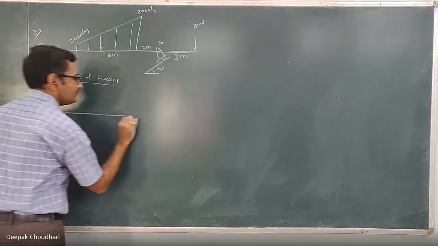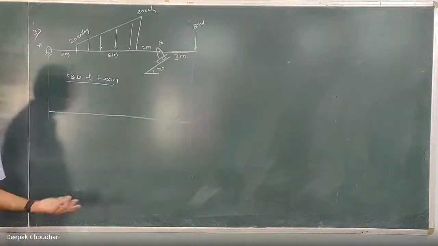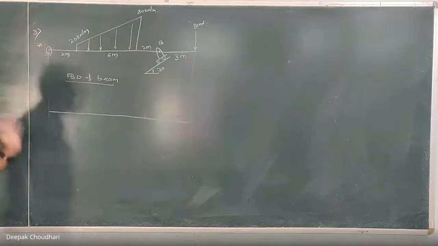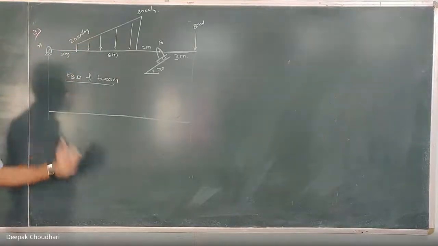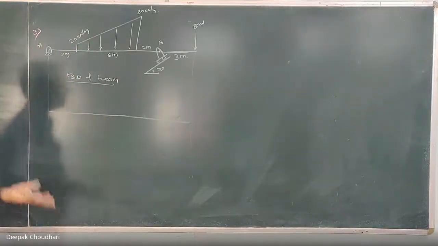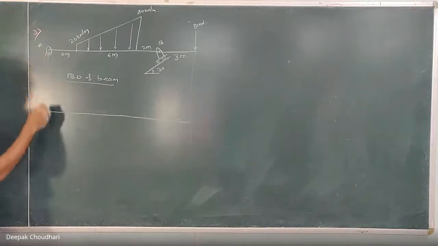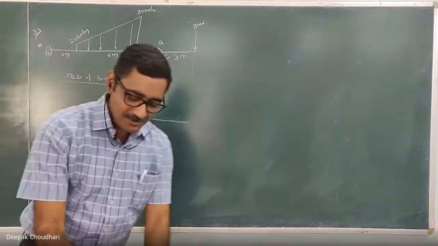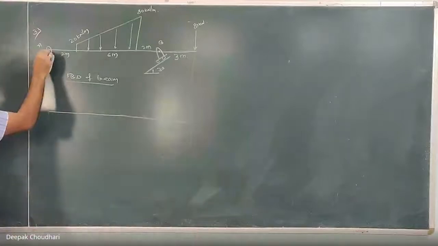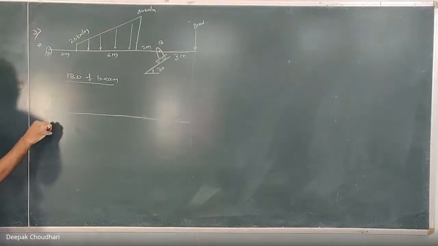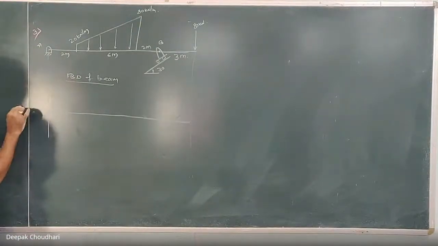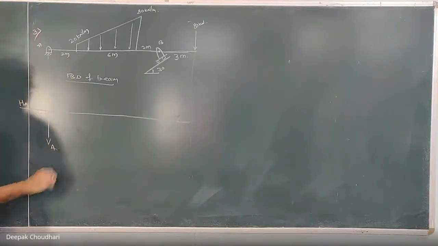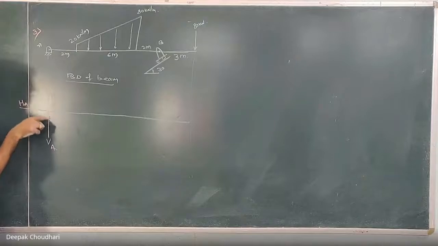This is the beam. Now in FBD, क्या करने का है? Instead of support, you have to show the support reaction, and instead of this distributed load, you have to show the equivalent point load. That's all. Now at A, there is a hinge support. As there is a hinge support, how many unknowns are there? There are 2 unknowns. One is a horizontal component of the reactive force, one is a vertical component of the reactive force.